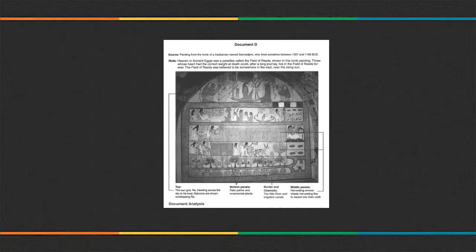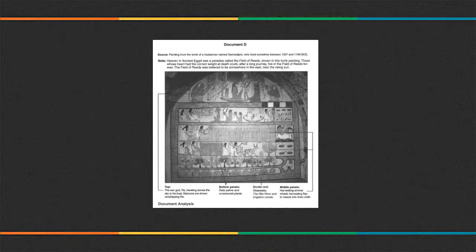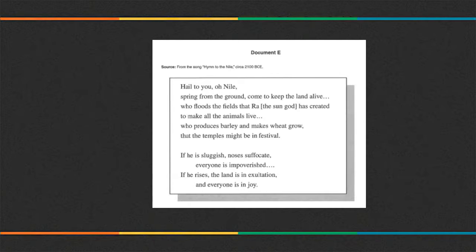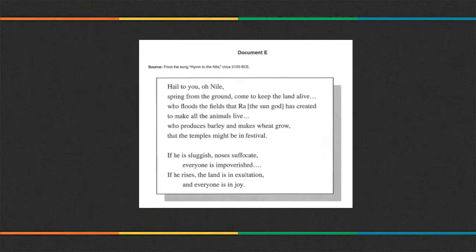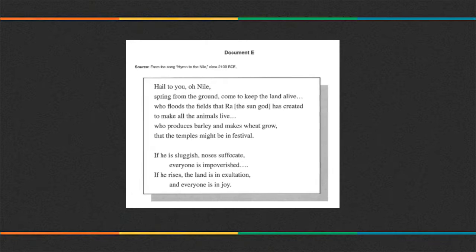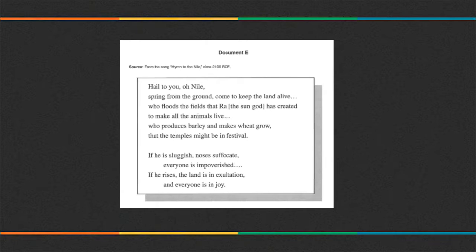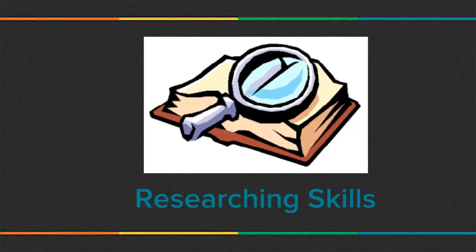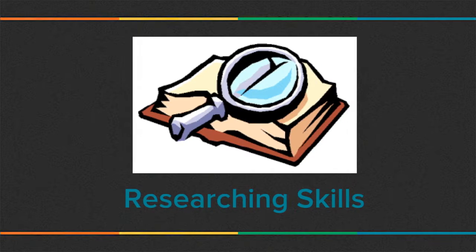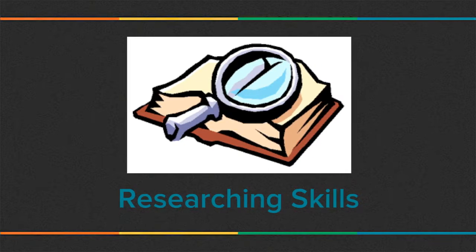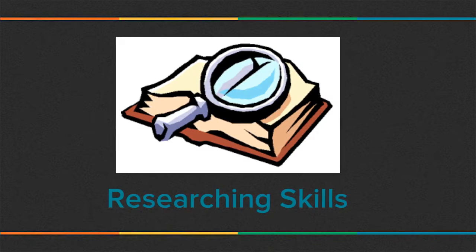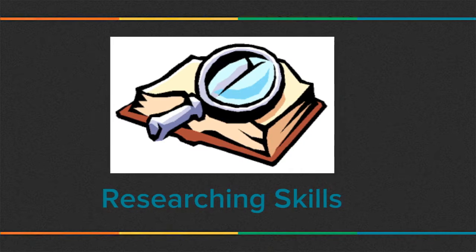We could also look at a painting that comes from an ancient Egyptian tomb that shows their beliefs about the Nile River. We could also analyze a hymn that the Egyptians sang about the Nile River. All of these pieces of evidence will help us decide how the Nile River affected the ancient Egyptians. Through this whole process, we will increase our research skills as we form and answer historical questions, as we collect and analyze data, organize that data, interpret it, and of course, present our research to the class.